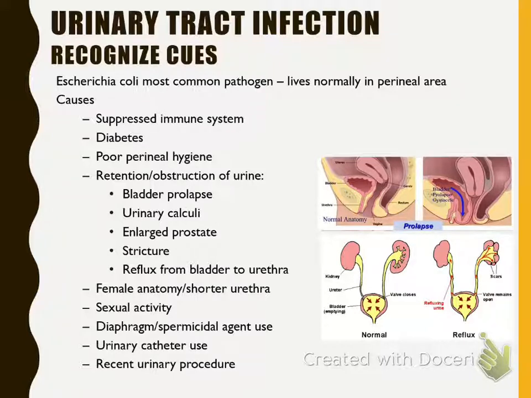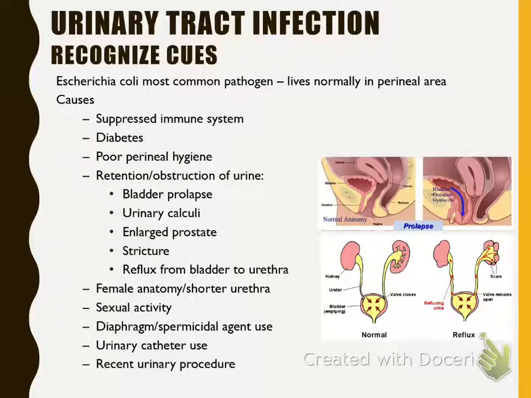And females are more prone because they have the shorter urethra. So men, you suffer more with kidney stones. Women suffer more with UTIs. So it's fair, right? And then, of course, whenever we're shoving a catheter up into that area, we are very high risk. You're taking the natural organisms and just putting them in there and giving them a home. And they're like, thank you. We didn't even have to climb.